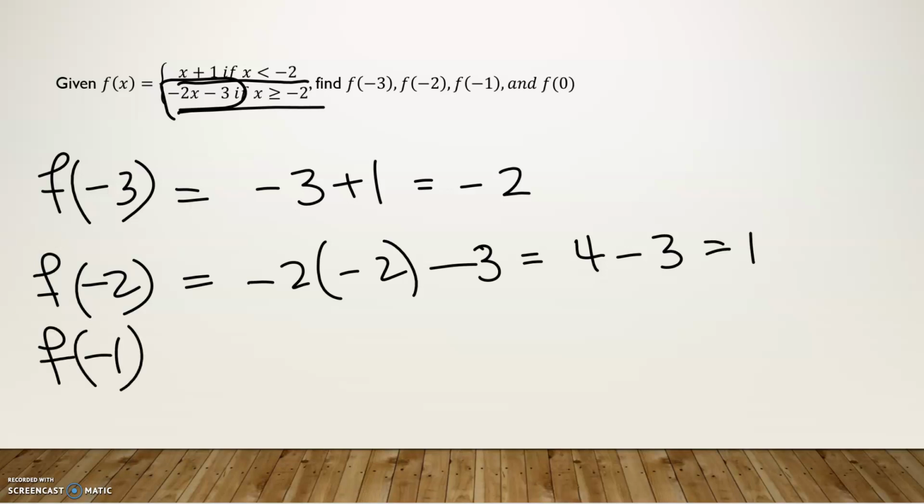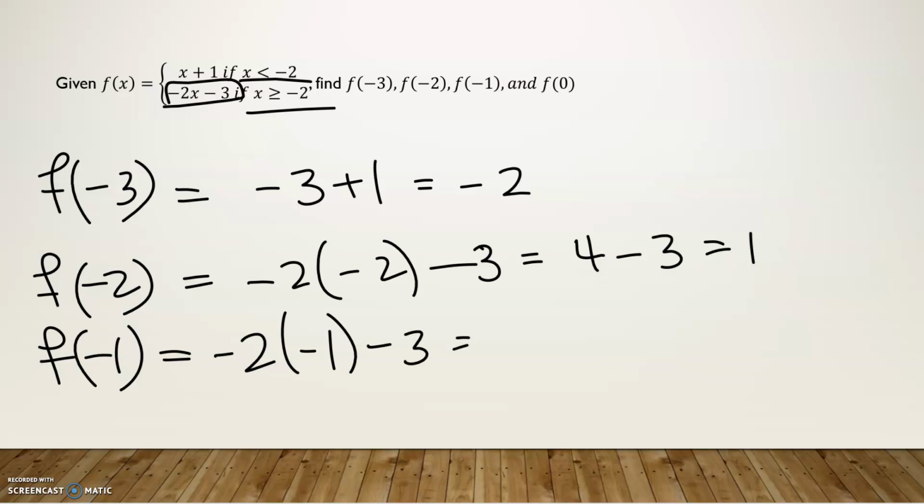Find f of negative 1. Okay, so negative 1 is bigger than negative 2. The first one says x less than negative 2, so it's not that one. X greater than or equal to negative 2, yes. We know that negative 1 is greater than negative 2, so I need to use this one again. So we have negative 2 times negative 1 minus 3. That will be 2 minus 3, which gives me negative 1.